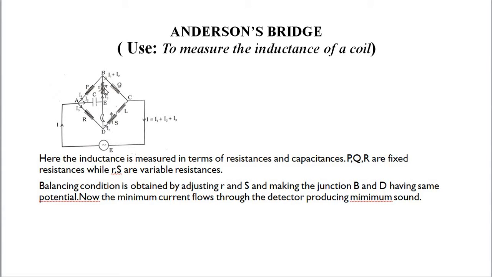We can adjust the variable resistors to get minimum sound in the headphone or headset. So the balancing condition is obtained by adjusting r and S and making the junctions B and D have the same potential. The sound of this headphone will be minimum when B and D have the same potential. Now minimum current flows through the detector, producing minimum sound.